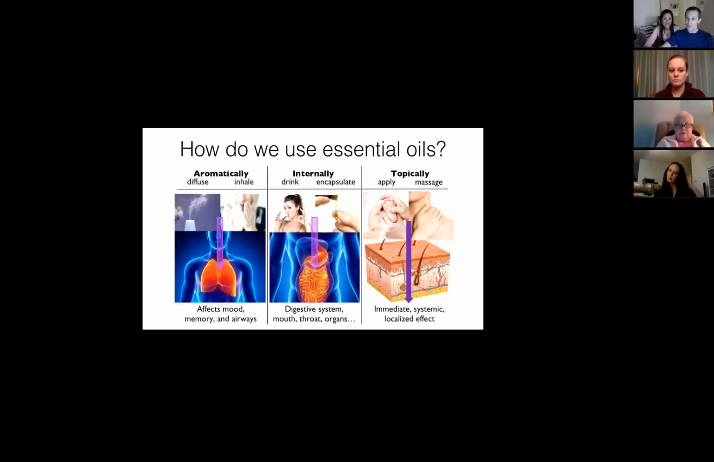Everybody know how to use essential oils? I'm going to overview these 3 ways. First is aromatically. You can breathe it in, put it on the person next to you and smell them. Internally, meaning you can drink it, eat it, and topically, you can rub it on.